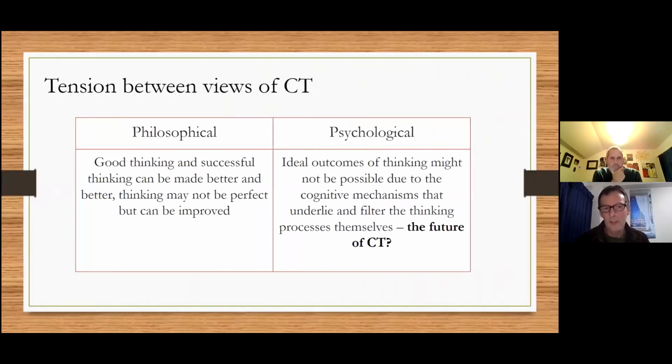It's kind of important to understand there's a bit of tension between views of critical thinking, a bit of conflict here. On the one hand, we have the broad philosophical view, which is that we can achieve better thinking and get to higher levels. But the psychological point of view says that might not be possible, just because of the basic design of the human mind. We have cognitive mechanisms that underlie and filter our thinking processes, and certain levels of thinking may just not be accessible to us.